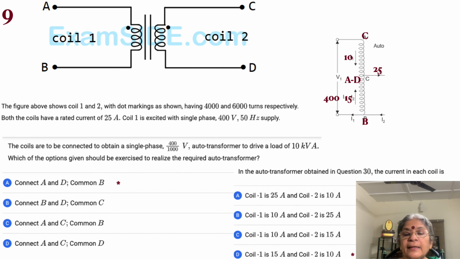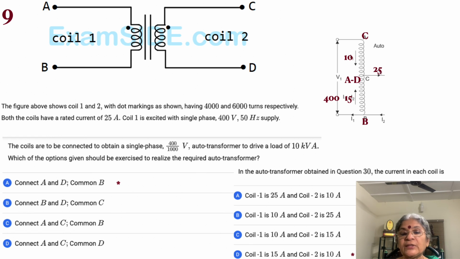Yes, connect A and D together, and then let B be common. So option A immediately tells us that A and D need to be connected together. That's the only possibility. B will be at the base, so it's called the reference or the common, and then C can be the output terminal. Now, in the auto transformer obtained in question 30, the current in each coil is what? I just put a figure there. We have C, B as reference or common, A and D connected together, and rated current equal to 25.